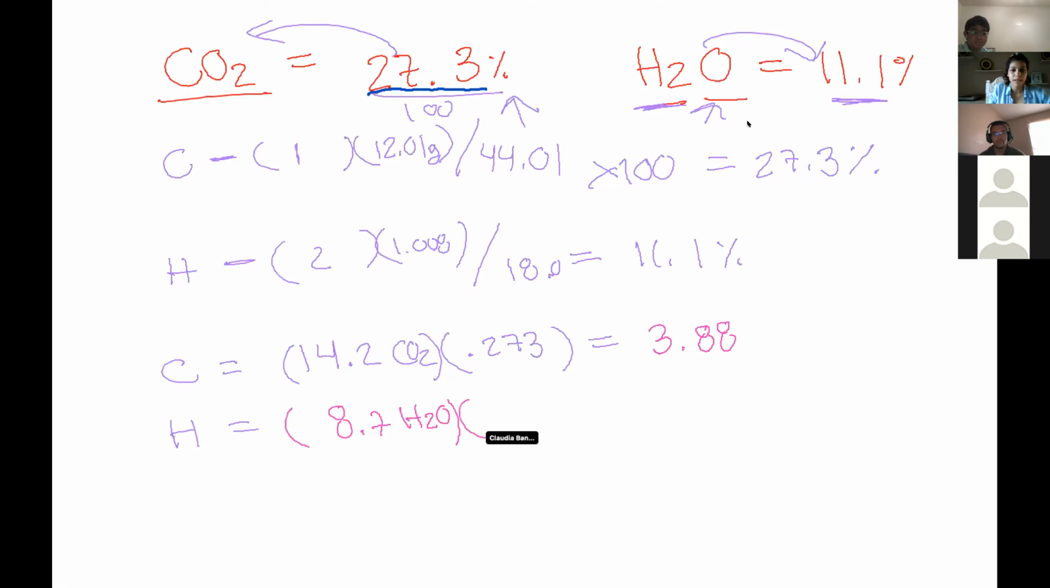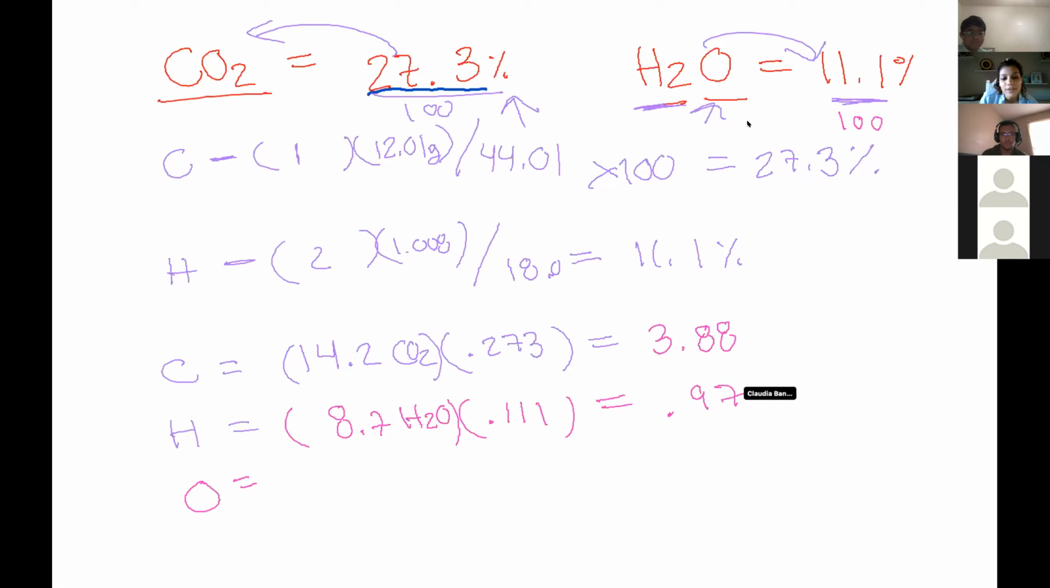Now we have 8.7 grams of H2O, right? And what are we going to multiply that by? 0.111, because we just divided this, so we can get the grams of hydrogen in H2O. And what do you get there? 0.97, exactly. Cool.